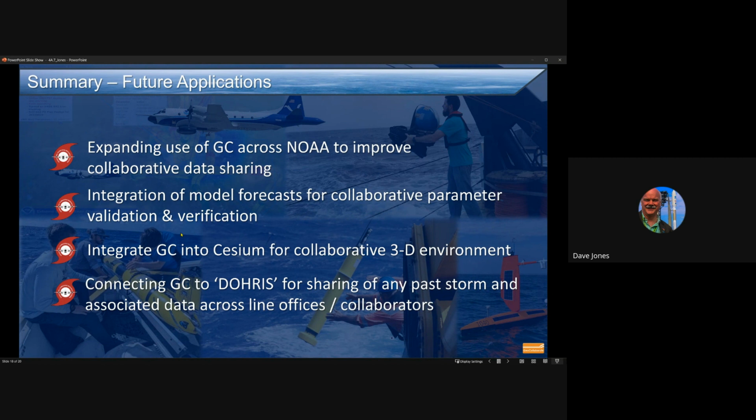DORIS, I got a demo of that several weeks ago from HRD and AOML. I can just imagine bringing in historical hurricane data and tracks and information, and then sharing that out live with groups and private sector operators like communications and emergency managers and things like that, showing what the impacts were from historical storms could be really very powerful.